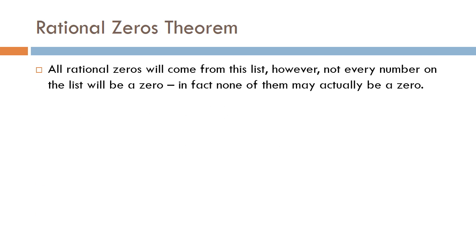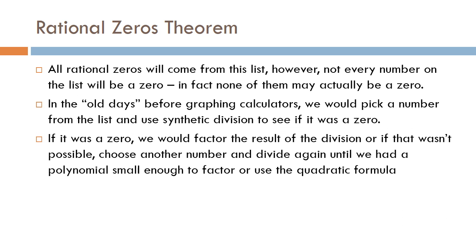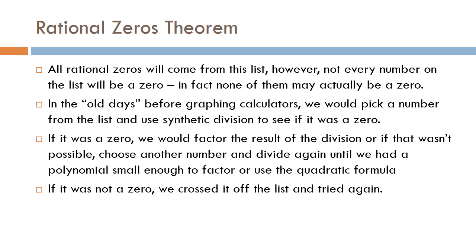All rational zeros will come from this list. However, not every number on the list will be a zero. In fact, it could be that none of them may actually be a zero. Now, back before graphing calculators, what you used to have to do was pick a number from the list and use synthetic division to see if it was a zero. If it was a zero, then we would factor the result of the division if we could, or if that wasn't possible, we would choose another number and divide again until we could narrow it down to a polynomial small enough to factor or use the quadratic formula. If it wasn't a zero, you crossed that choice off the list and tried again.